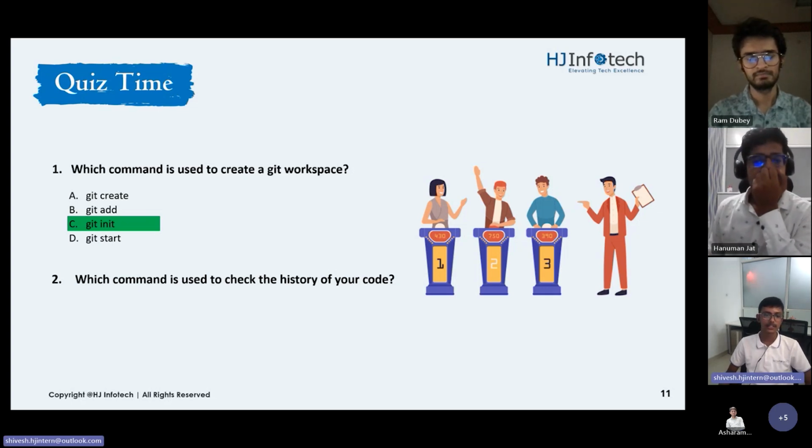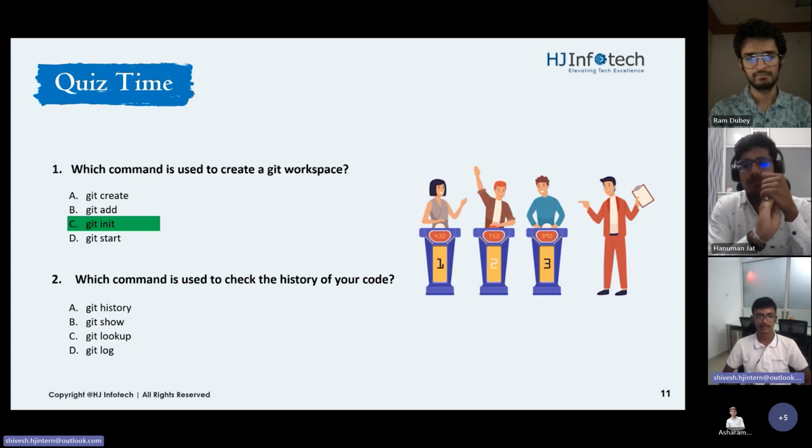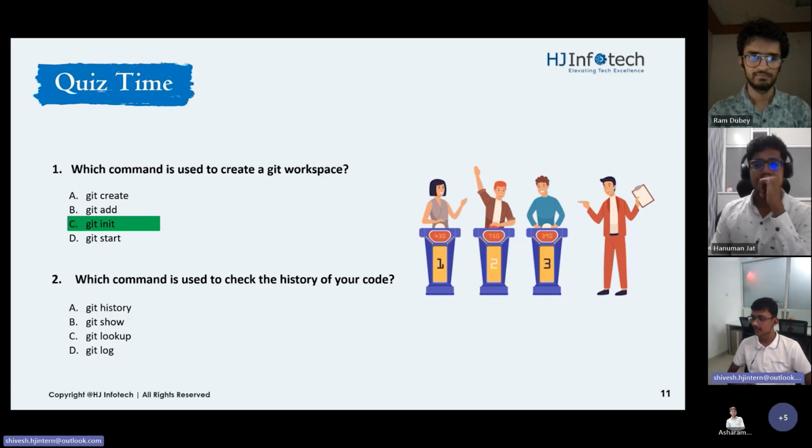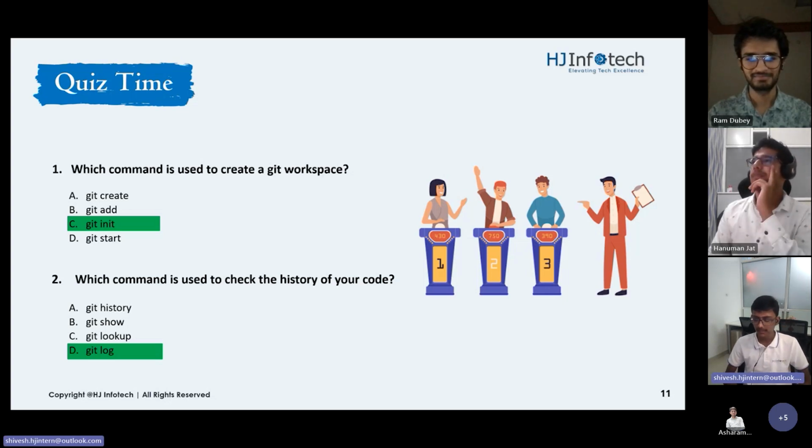The second question is, which command is used to check the history of your code? The options are: first, git history; second, git show; third, git lookup; and fourth, git log. Which one is correct? Bhavesh said D. Anybody else? Venkata said D. Gopi also said D. Should I reveal the answer? The correct answer is git log, and with git log, we can see the commit messages of our history.